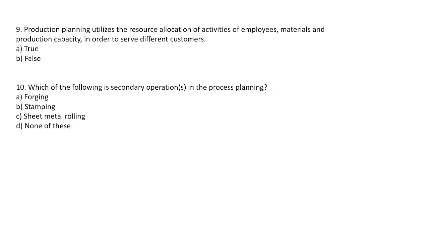And then comes the next question. Production planning utilizes the resource allocation of activities of employees, materials, production capacity in order to serve different customers. Already we have discussed this. So the right option will be A, right?